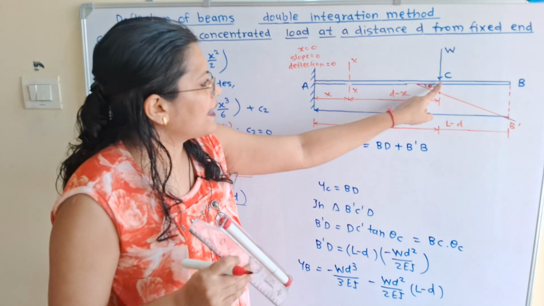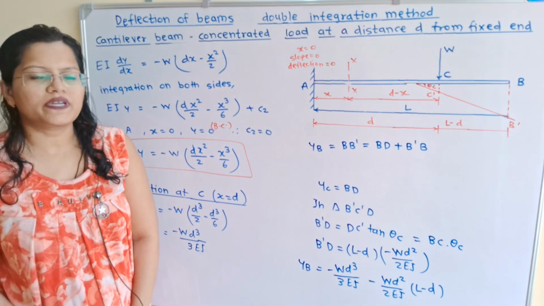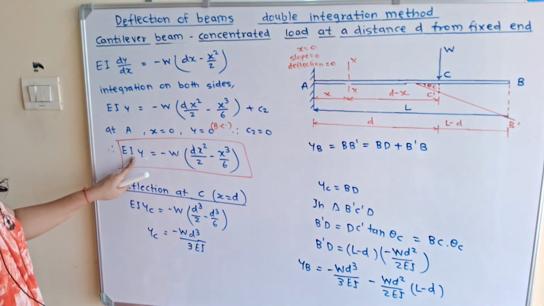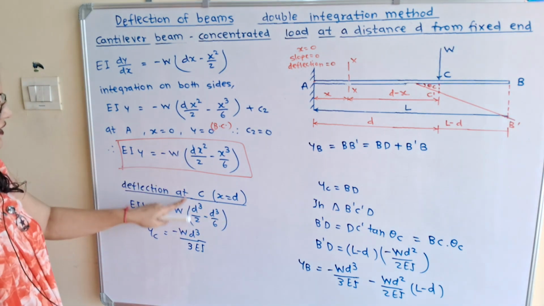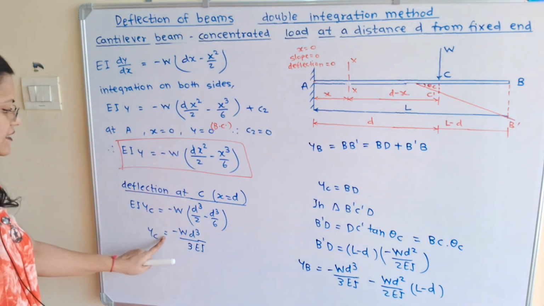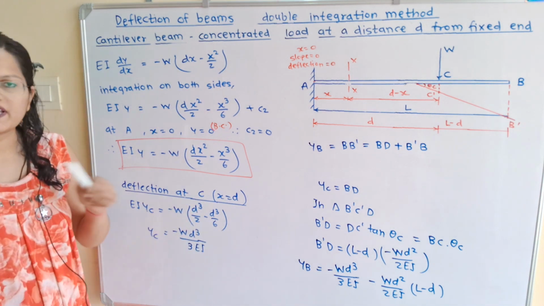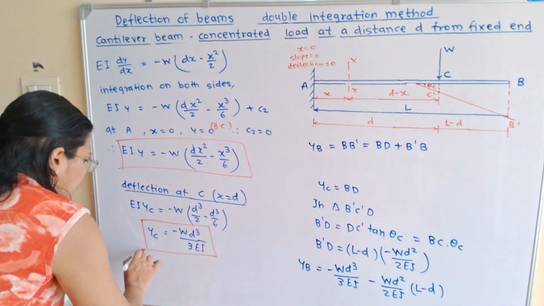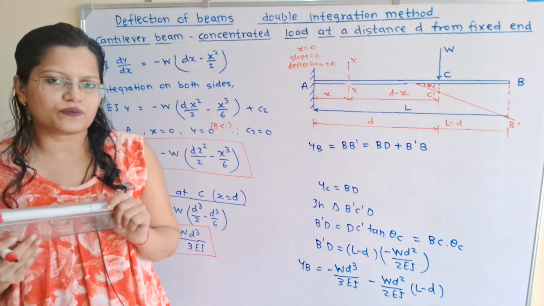So we know that at point C the value of x is equal to small d. So the equation will become, instead of y, yc, because it is the deflection at point C, EIyc is equal to minus W. Instead of x we will put d, that is d cube by 2 minus d cube by 6, and therefore yc is equal to minus W d cube by 3 EI. So we will simplify this bracket. This is the formula to calculate deflection at point C, where C is the point of application of the load.